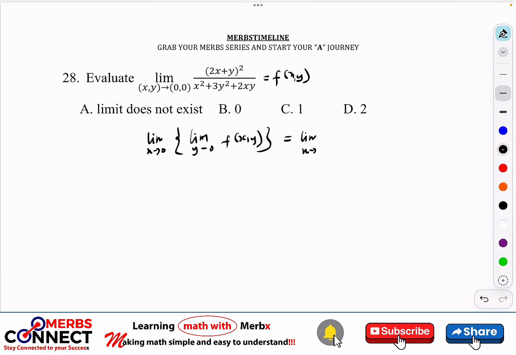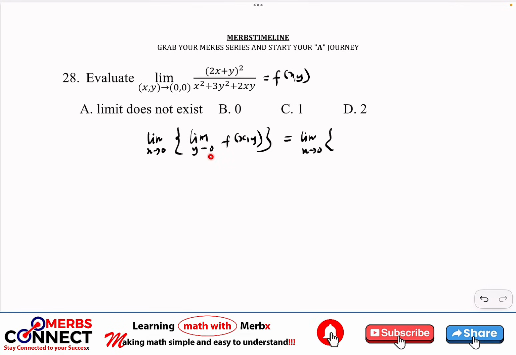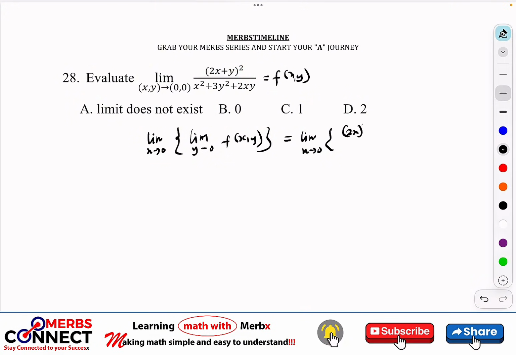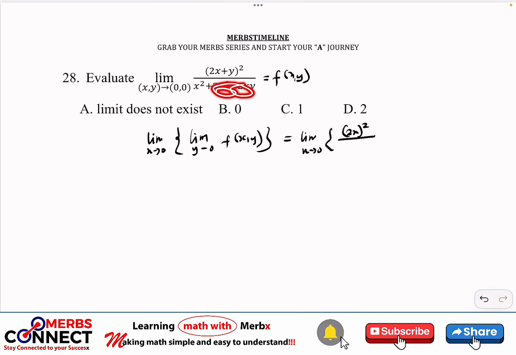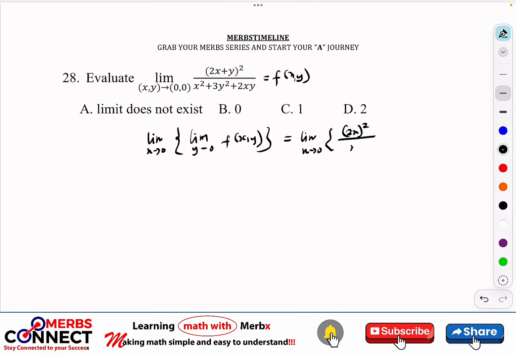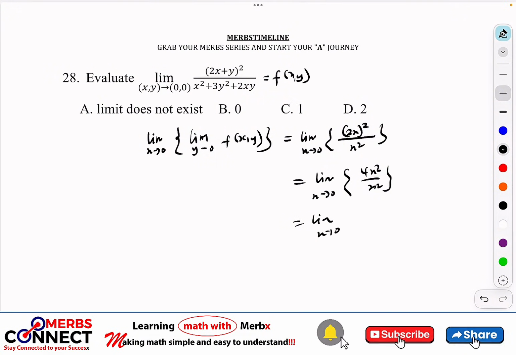Limit x is approaching 0. Plug in 0 for y. So when I plug in 0 here, this will be 0. So it will be left with 2x all squared divided by, when I plug in y, everything with y will go away. So it will be left with x squared. Now let's simplify before you plug in 0. So this is 4x squared divided by x squared. And this is limit x is approaching 0 of 4. And this is going to give us 4.